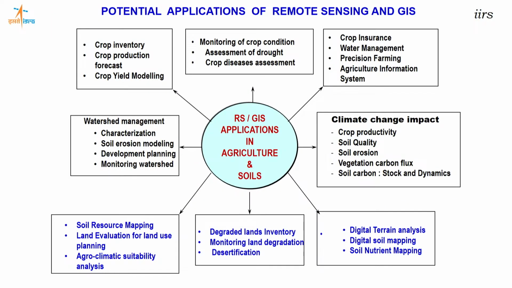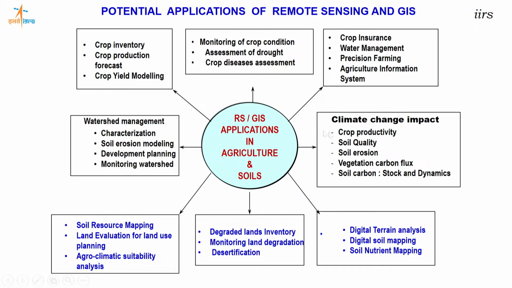So now I just tell you what are the potential applications of remote sensing and GIS in agriculture. Here in blue color it is shown for the soil. We can use it for soil resource mapping, land evaluation for land use planning, agroclimatic suitability analysis, mapping of degraded land, monitoring of degradation and desertification, digital terrain analysis, digital soil mapping, soil nutrient mapping. We can use this remote sensing data. Besides that, we can use it for watershed management also.